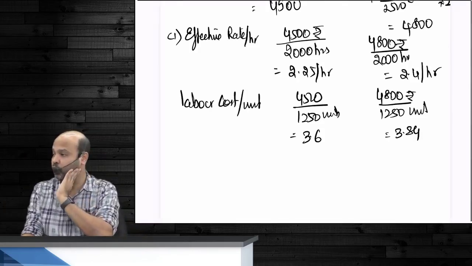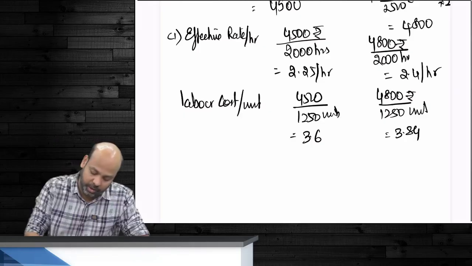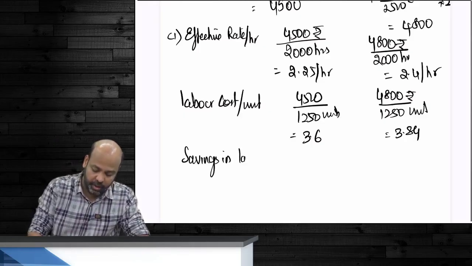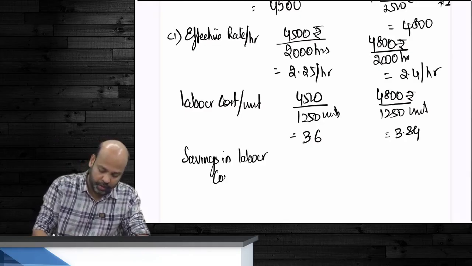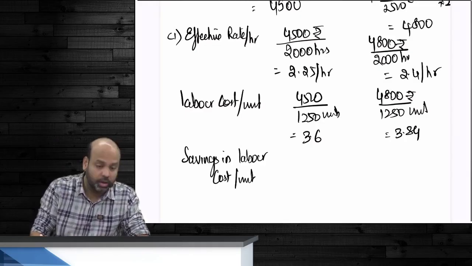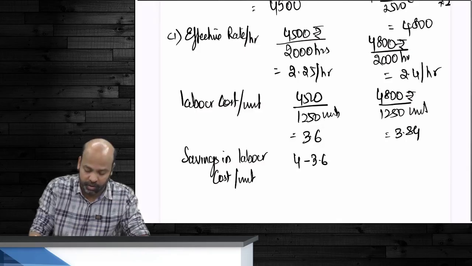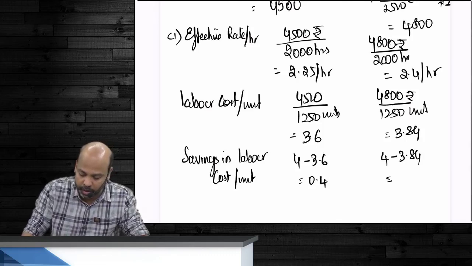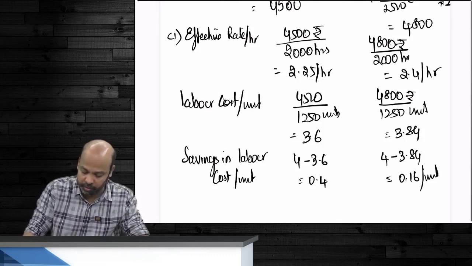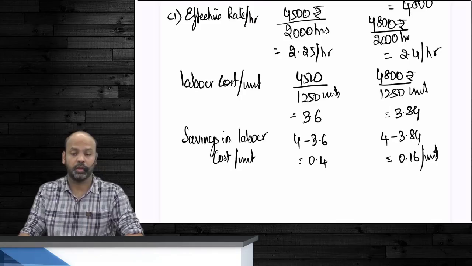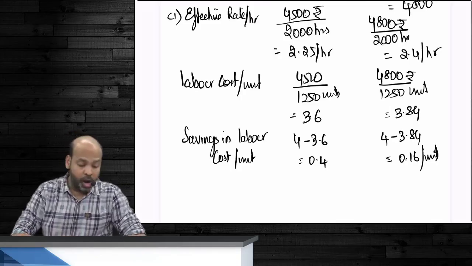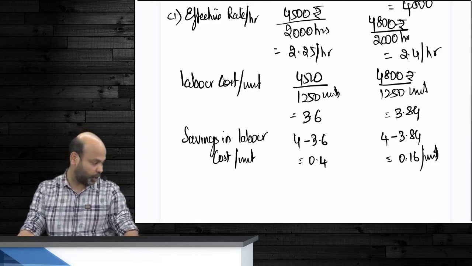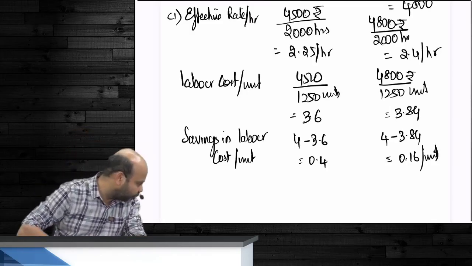So if the company follows Halsey scheme, what is the savings in labor cost per unit? Savings in labor cost per unit would be 0.4. 4 rupees minus 3.6. Here, how much will be savings in labor cost per piece? 0.16 per unit. Under the existing system, guys, the saving 0.4. New system they will be saving 0.16.